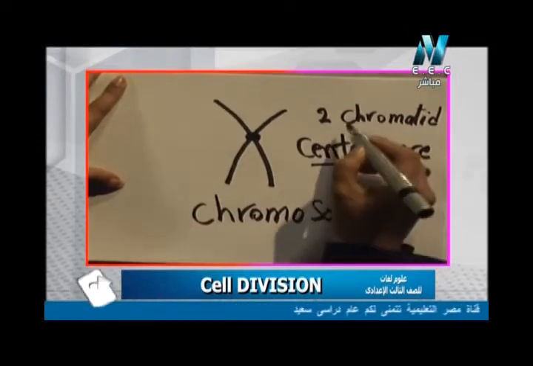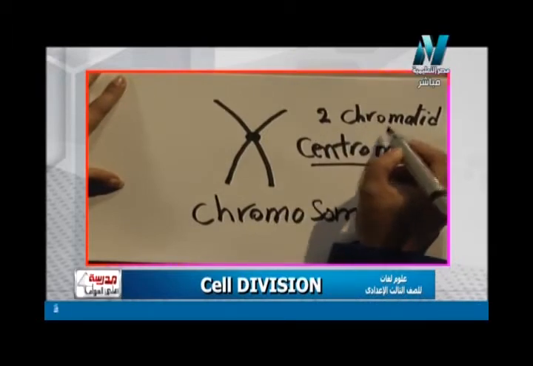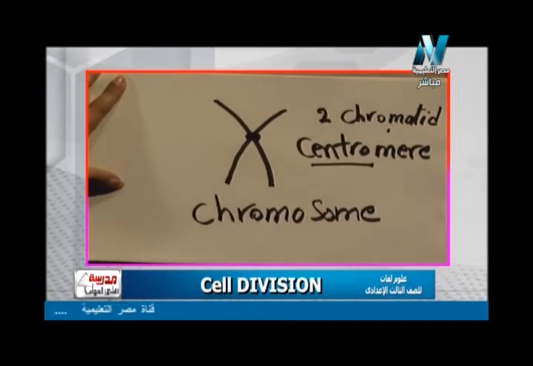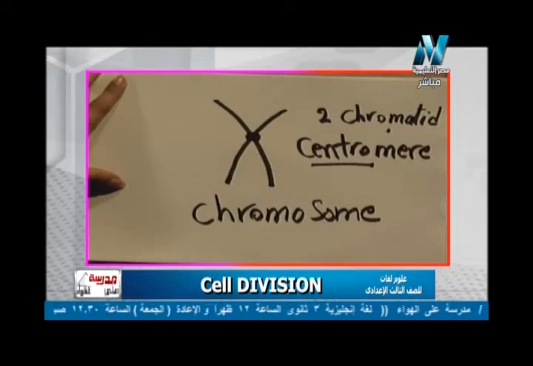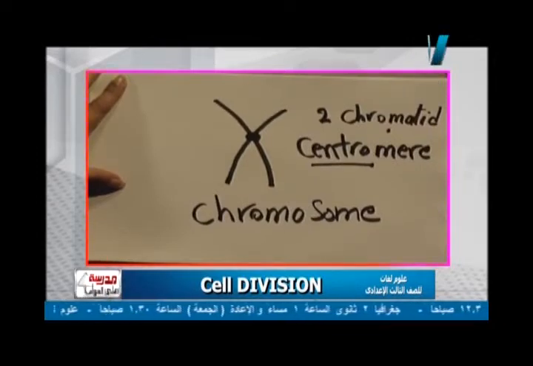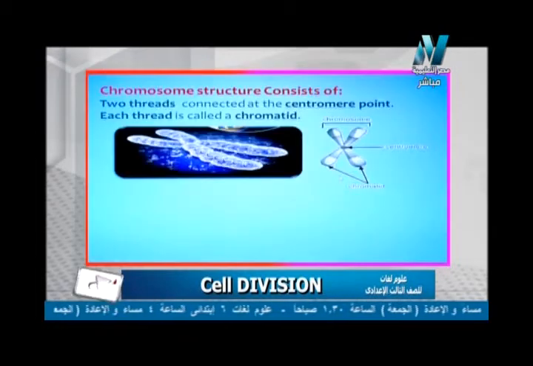And what's the chromatid? They are the thread-like shapes of the chromosome. Now, a chromosome structure consists of two threads connected at the centromere point. Each thread is called a chromatid. This is the shape of it. This is one chromatid and this is one chromatid, so two chromatids joined at the center by the centromere. The whole structure is called the chromosome.